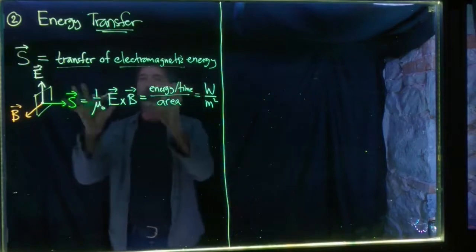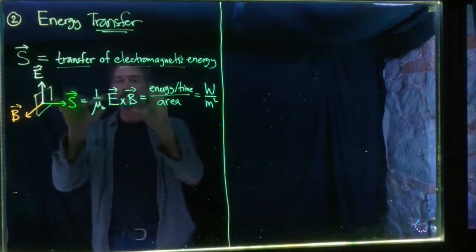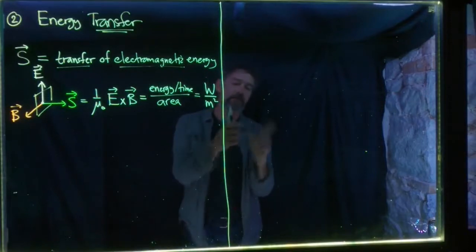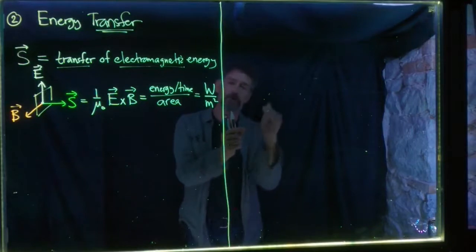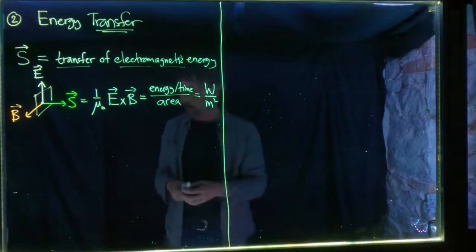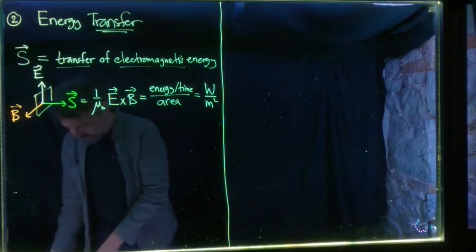Now, we don't need to get into a whole lot of detail about this. All I need you to understand is that whenever you have an electric field and a magnetic field at the same point in space, there is flow of electromagnetic energy in a direction which is the vector cross product of E and B. Very good.